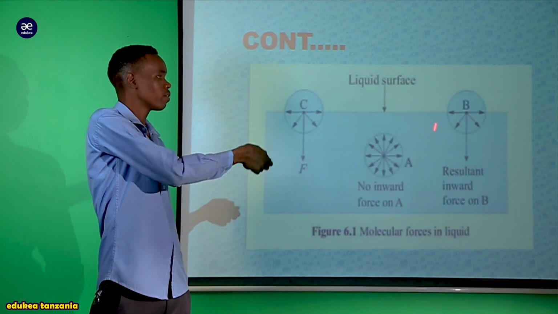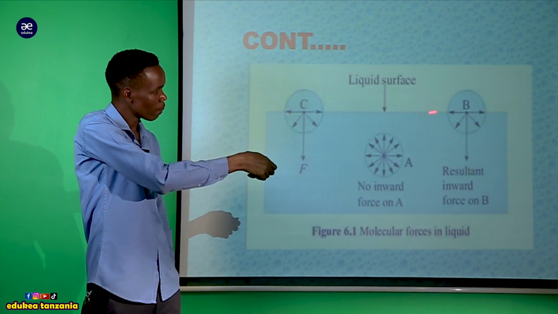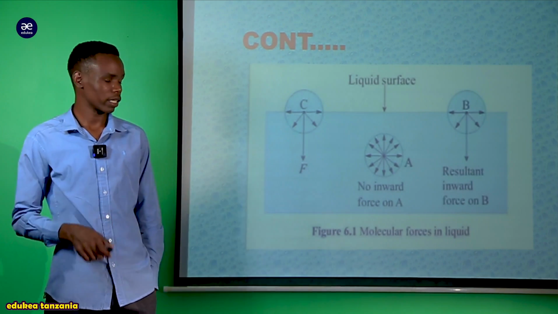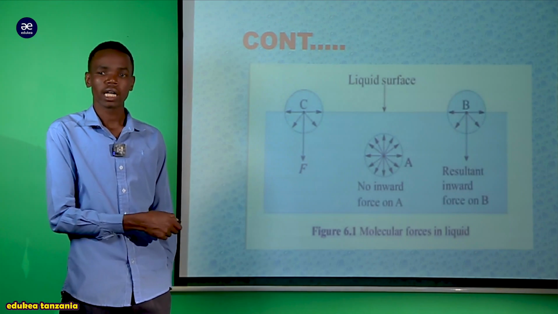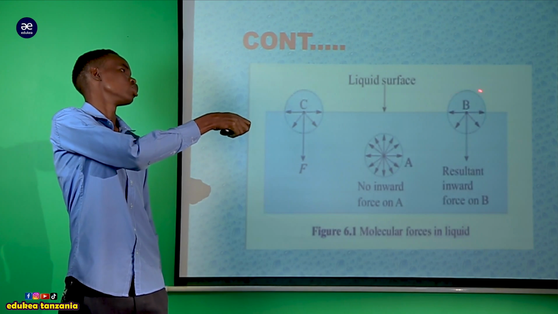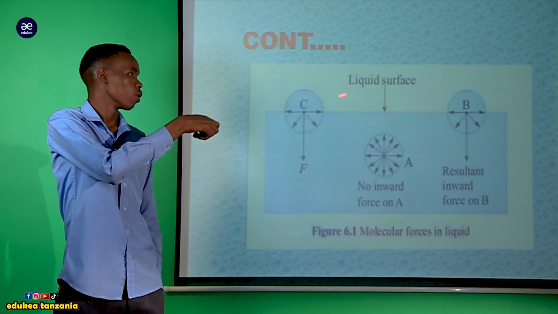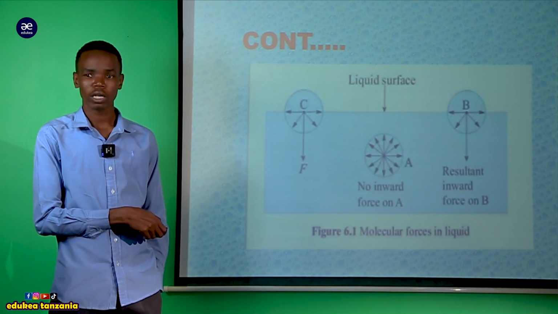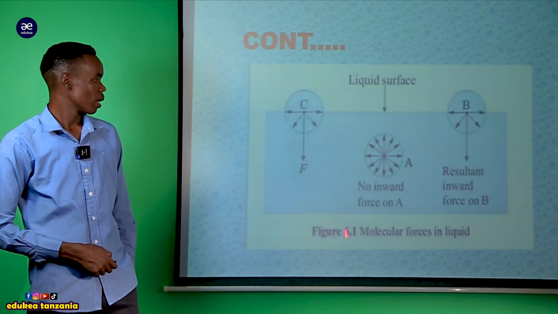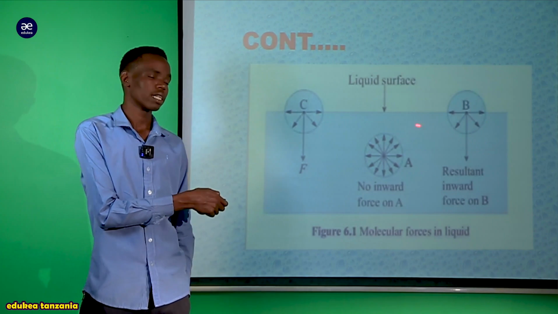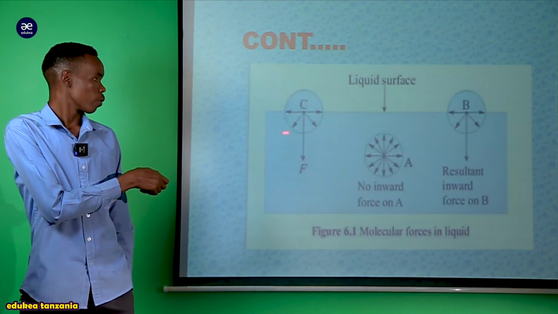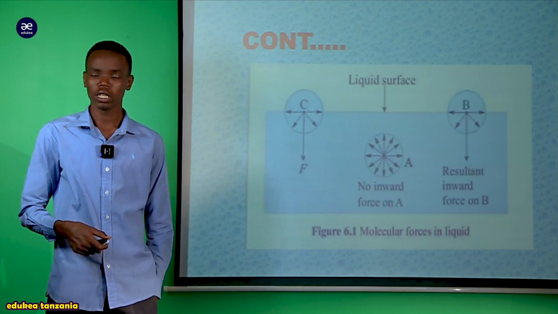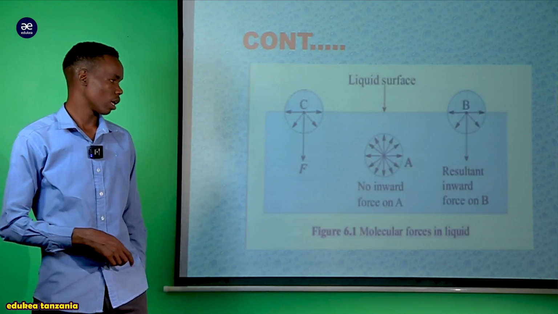Kwa hakuna upward force ambazo zita act, lakini hizi force ambazo zina act pembeni hapa zita cancel kwa sababu zina act in opposite direction. Lakini hizi za chini hazitaweza ku cancel kwa sababu hakuna balance of the forces hapa juu. Kwa hii ita indicate kuwa there is the resultant inward force on point B. Now on C here, the same with that on B, my lovely student. We have the force that acts downward here, the resultant force, which is represented by the symbol F as we see here.